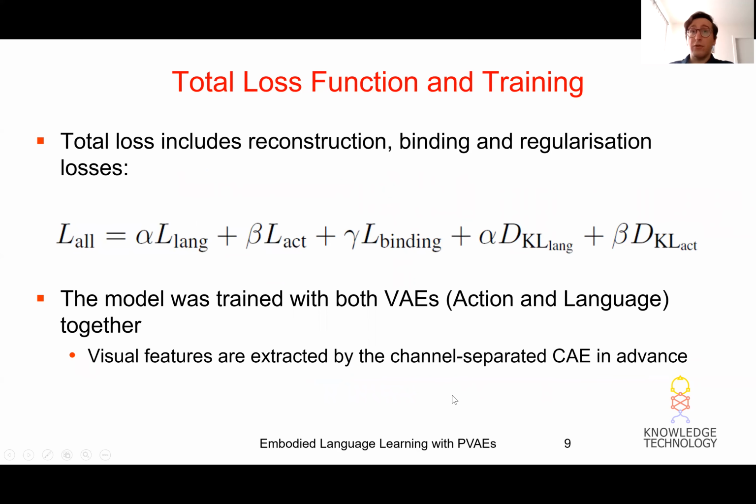And the total loss includes the reconstruction losses that we just saw, the binding loss, and the regularization losses, which are specific to variational autoencoders. And we use these hyperparameters to tune the loss function. So the model was trained with both variational autoencoders together, and visual features were extracted by the channel-separated convolutional autoencoder in advance.